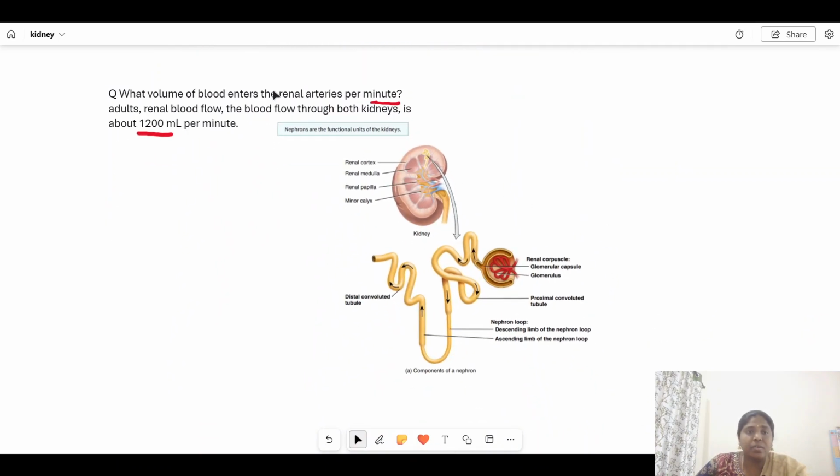So when you look at what volume of blood enters the renal arteries per minute, if any question comes in the exam regarding what volume of blood is entering the kidney, then we can say that around 1200 ml per minute of blood is what the kidney will receive.